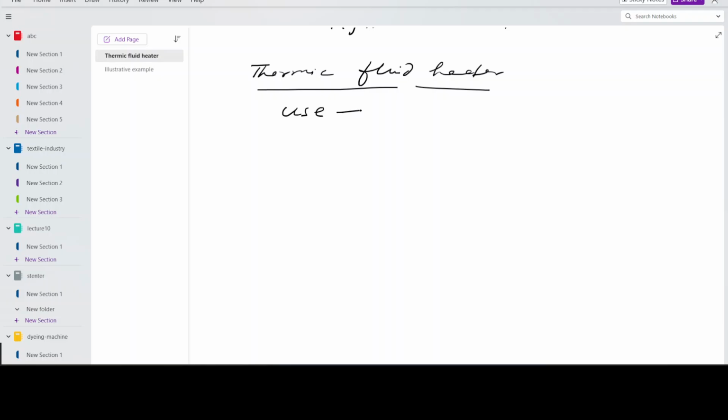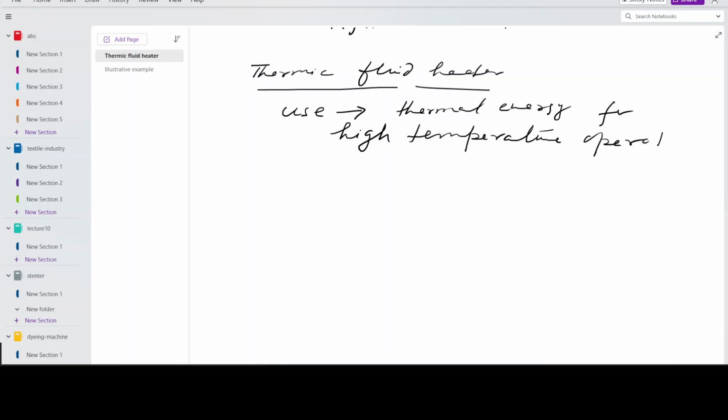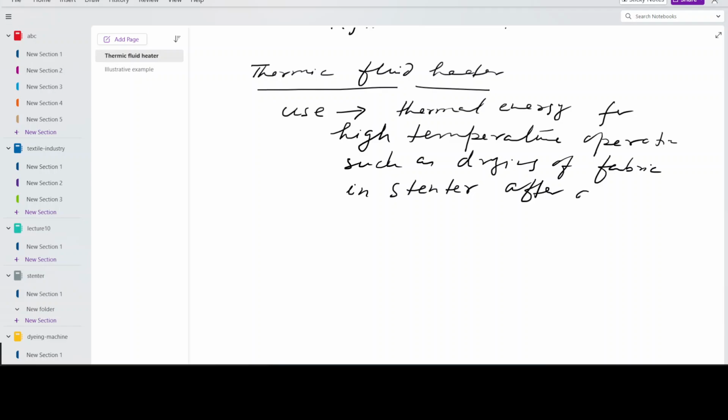Let us see its use first. Thermic fluid heater provides thermal energy for high temperature operation such as drying of fabric in stentor after dyeing operation in wet processing.